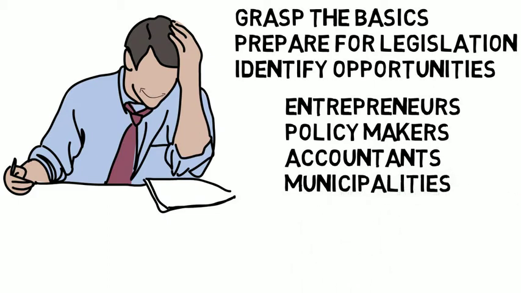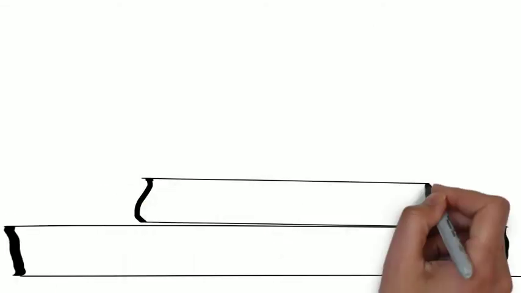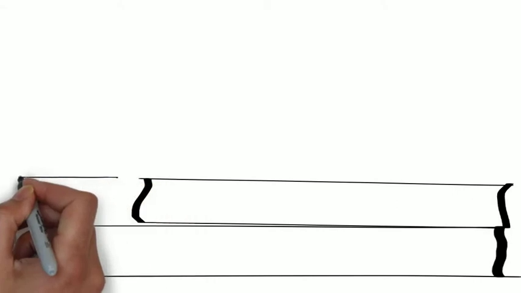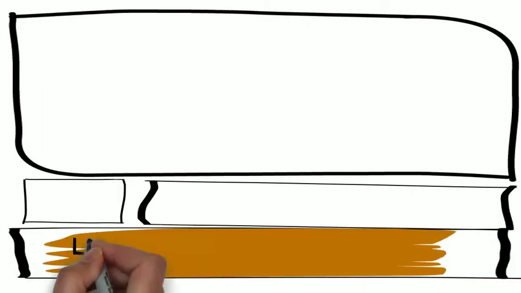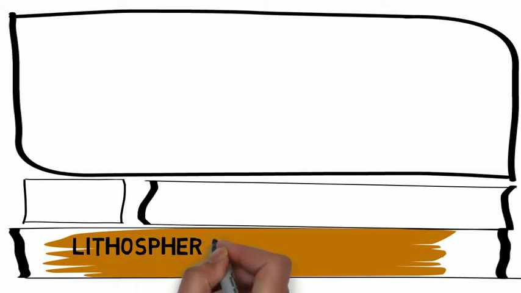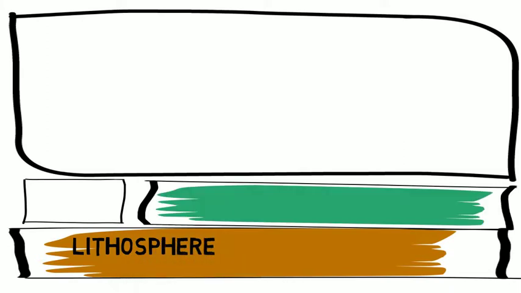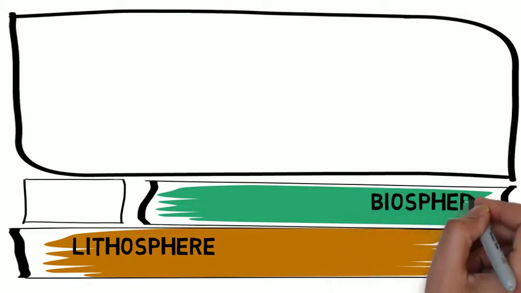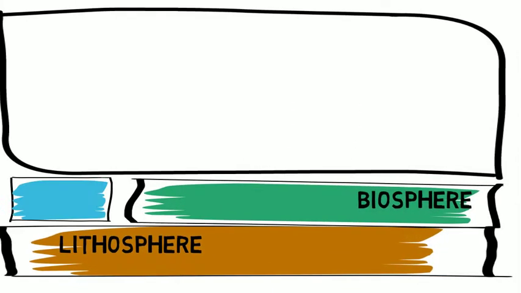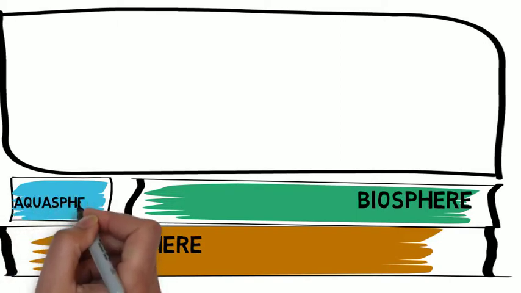Now, when scientists look at the Earth, they see four main areas or spheres, each connected to each other. Let's sketch a simplified version. There's the lithosphere, which is the rock lying beneath our feet, then the biosphere, that's the living layer, the soil, the vegetation, and most living things. There's the water, which is the aquasphere, and finally the air, the atmosphere.